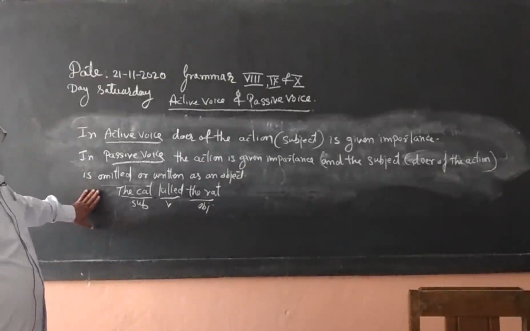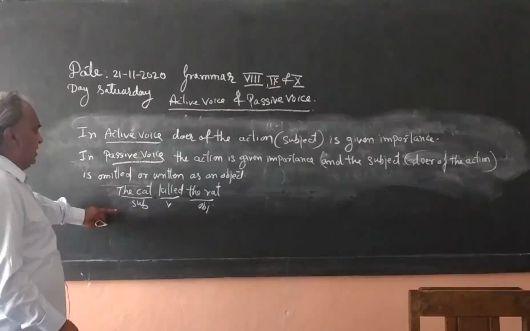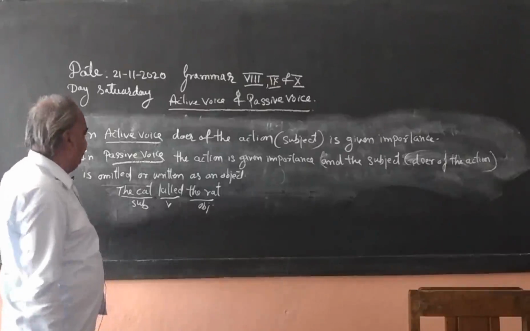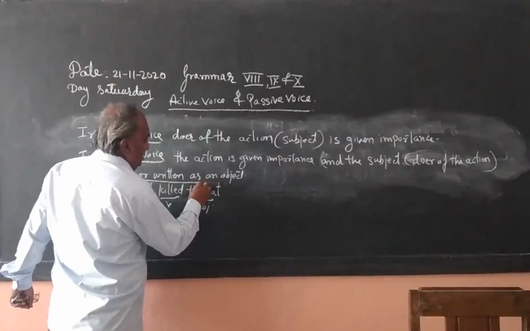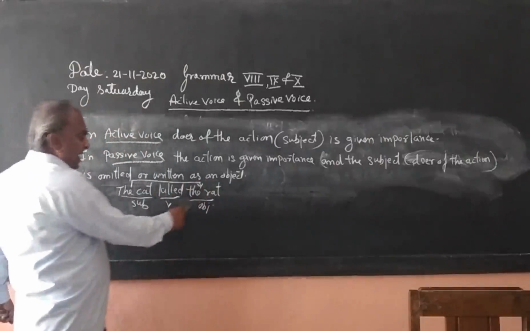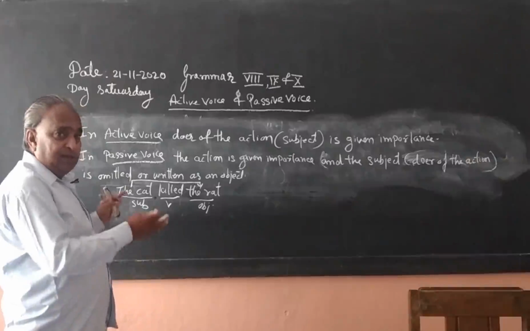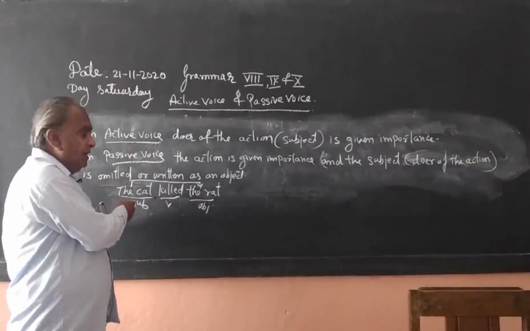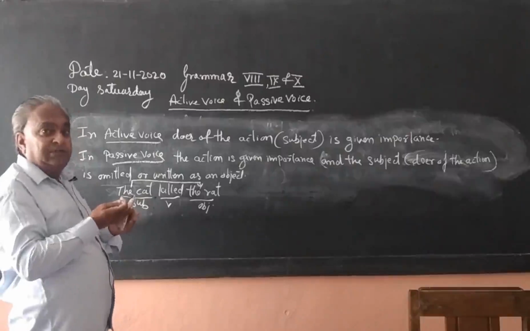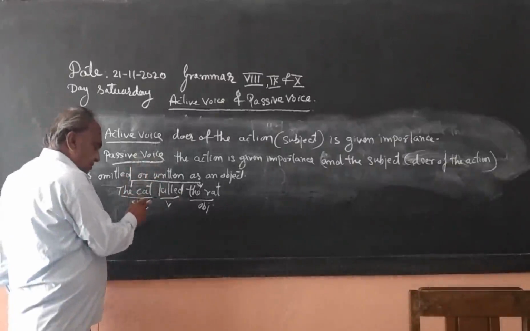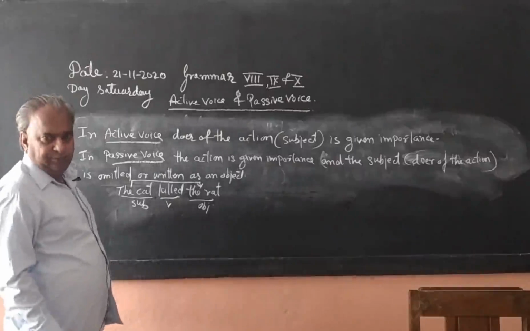Now we have to see whether this sentence is in active voice or in passive voice. We have to see whether the doer of the action has come as a subject of the verb. The action is passing from the cat to the rat. So the rat is the receiver of the action, the cat is the doer of the action. Whenever the doer of the action comes as a subject of the verb, and the object is the receiver of the action, at that time the sentence will be in active voice. No doubt this is a transitive verb.